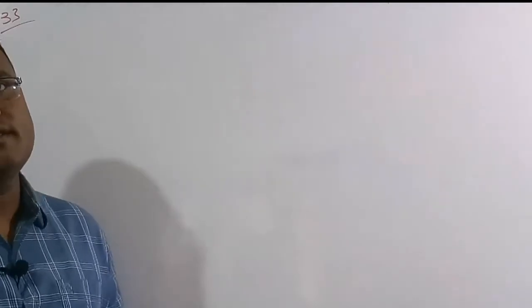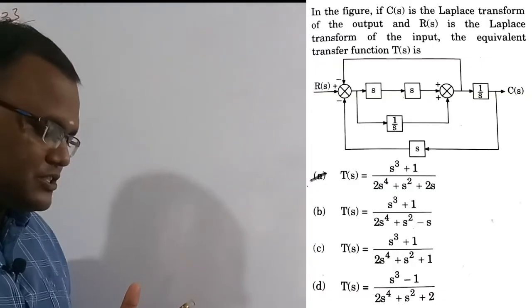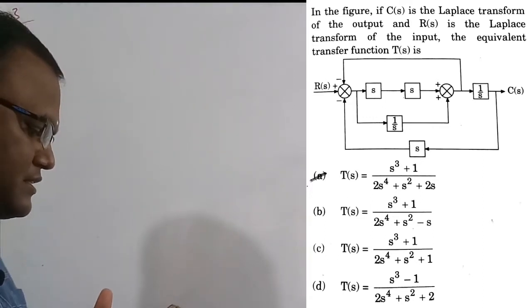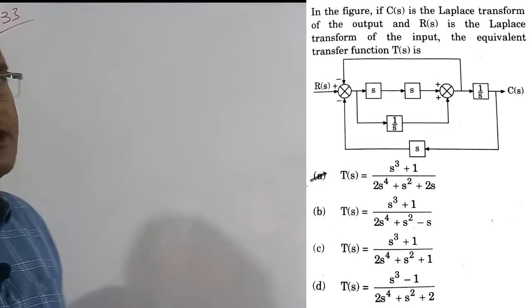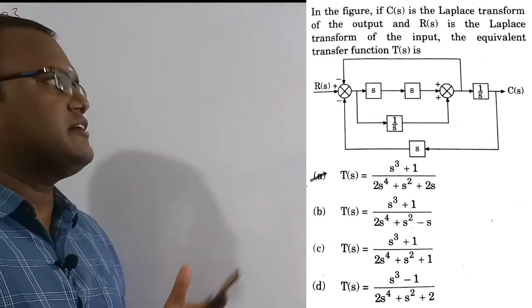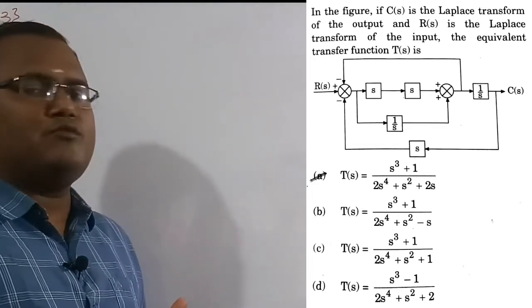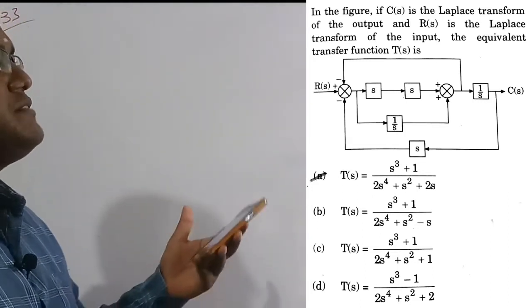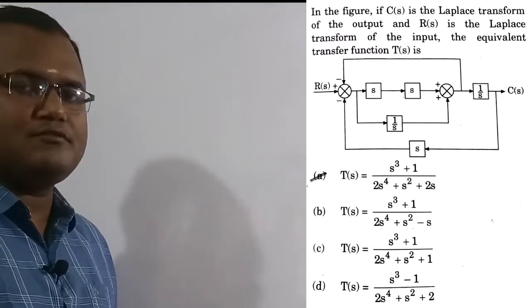So now we are going to solve the 33rd question. The question here: in the figure, if C of S is the Laplace transform of the output and R of S is the Laplace transform of the input, the equivalent transfer function T of S is. So for this block diagram they have given the output as C of S and the input as R of S, and we have to find the overall transfer function of this system. So what are the four options? Option A is the correct solution of this question.